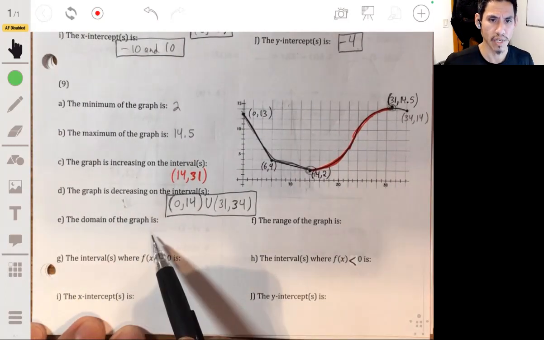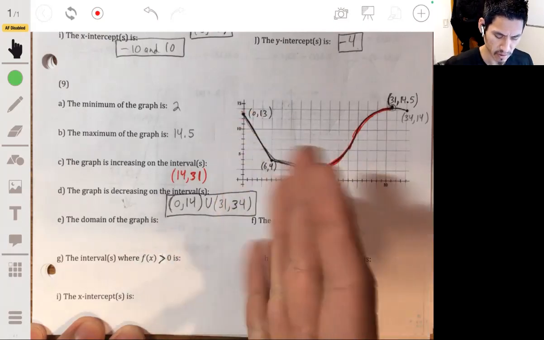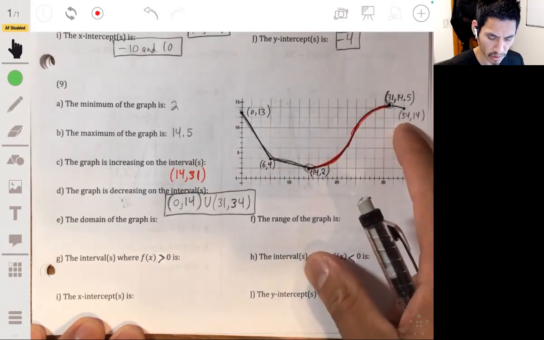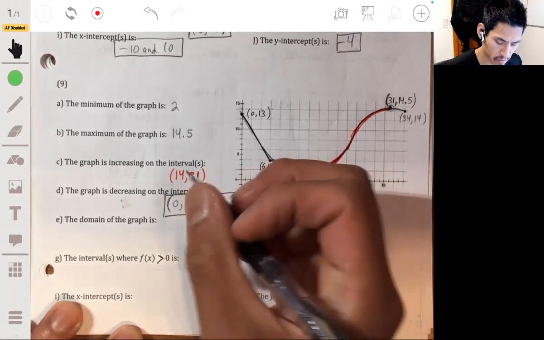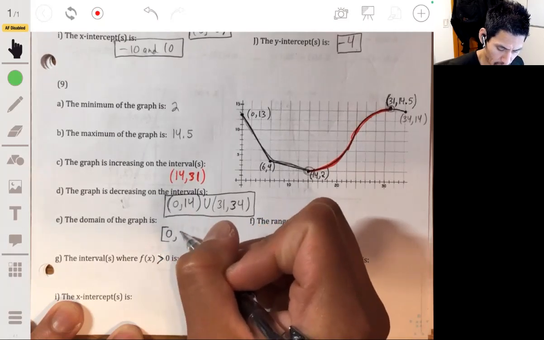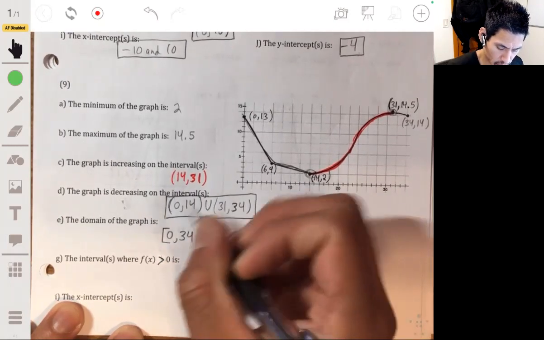Where the domain of the graph is. So all the x values on the graph are from 0 to 34. We include both of those. Since we have closed circles, so we put them in brackets. 0, 34, all in brackets.